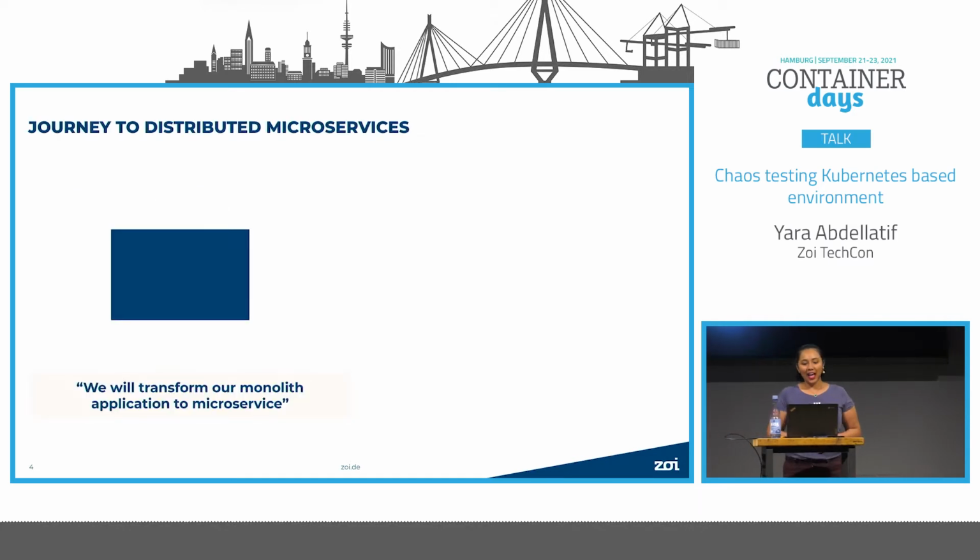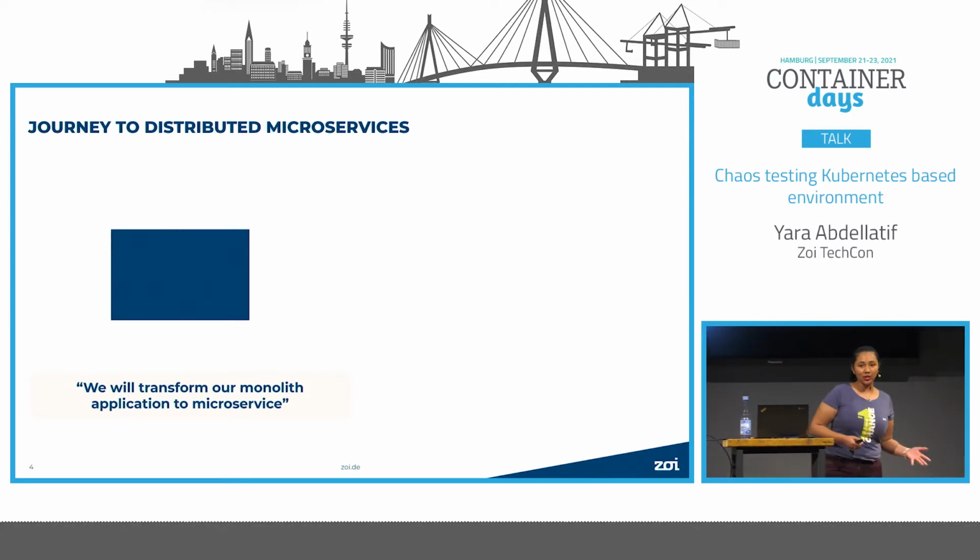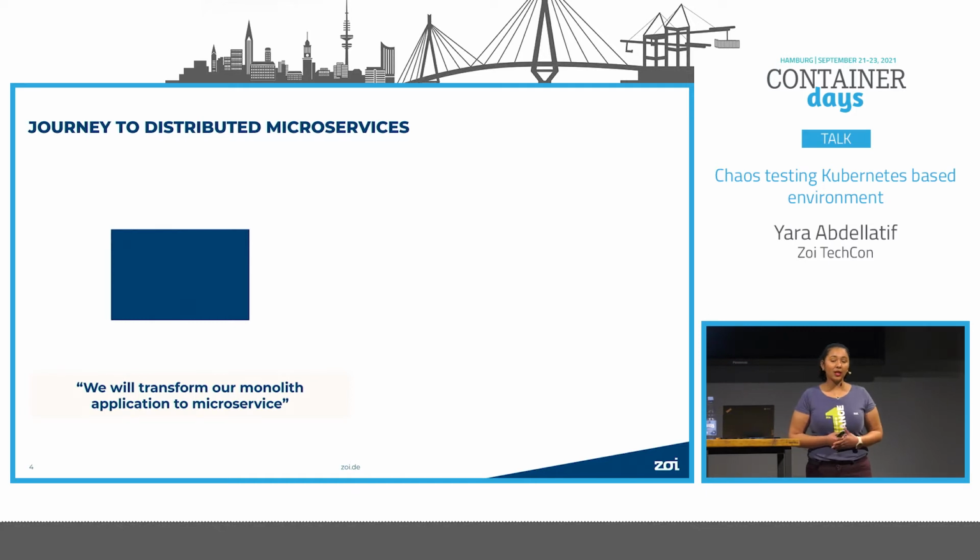So, we will transform our monolith application into a microservice. How many of you have heard this before? Quite a lot. So it's actually a direction in recent years. A lot of companies, especially the ones who have legacy applications, are trying to switch their applications into a microservice architecture. Of course, it comes with a lot of benefits and features.